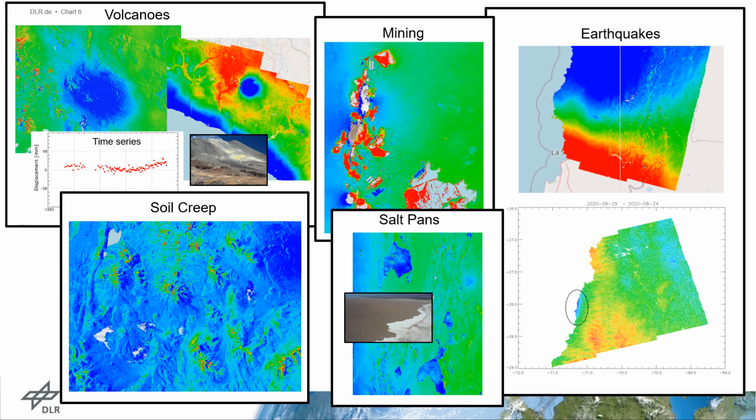You can imagine that this variety of deformation signals poses some challenges for the machine learning detection and classification. In particular, the soil creep signal seems to interfere with the volcanic signatures and therefore requires some special treatment. And this concludes my presentation.